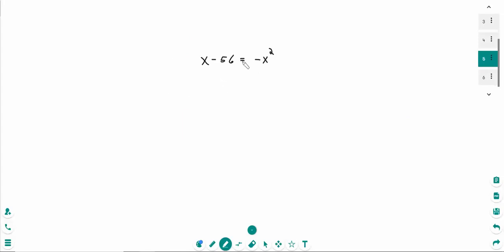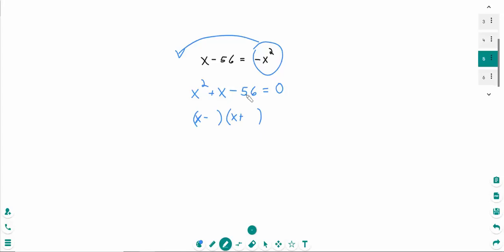All right, so here again, we try to get it into standard form. We're just going to move this negative x squared over to the other side, and to do that, the sign changes. So we have x squared plus x minus 56 is equal to 0. All right, and we can factor this. So we will have our two sets of parentheses. We have our x and our x. The signs are going to be opposite.